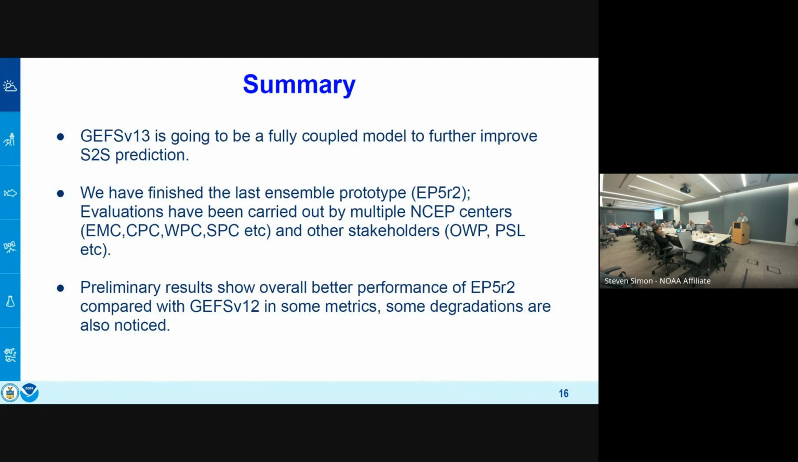So you're going to see more results from other presentations in this session. I'll give you a very quick summary. GEFSv13 is going to be a fully coupled model to further improve subseasonal to seasonal prediction. And we have finished the last ensemble prototype, EP5R2. Evaluation has been carried out by multiple research centers and other stakeholders. And the preliminary results show overall better performance of EP5R2 compared with GEFSv12 in some metrics, but we also noticed some degradations.